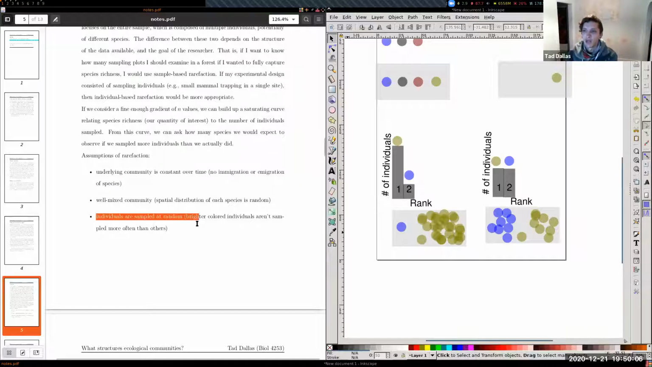And then also that individuals are sampled at random. In the small mammal case, it sort of makes sense. But you could imagine a case like, what if trapping efficiency was really, really good for mice, but not good for shrews or voles? They just hated traps. They wouldn't go anywhere near them. You'd be disproportionately sampling mice at a higher rate than you'd be sampling voles. And that could influence subsequent rarefaction and species richness estimation.